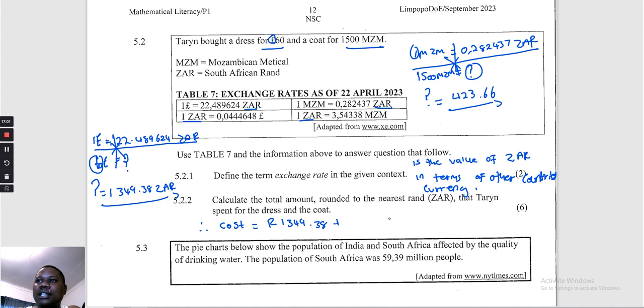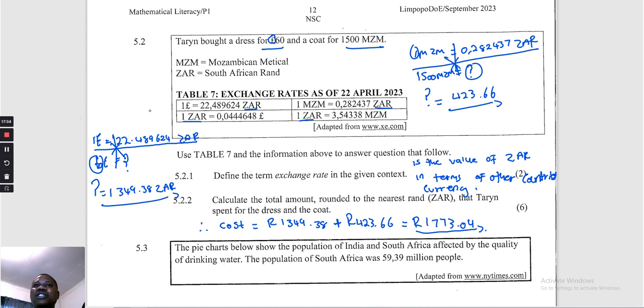1,349.38 plus 423.66. Then that is equal to 1,773.04. That is the total cost.